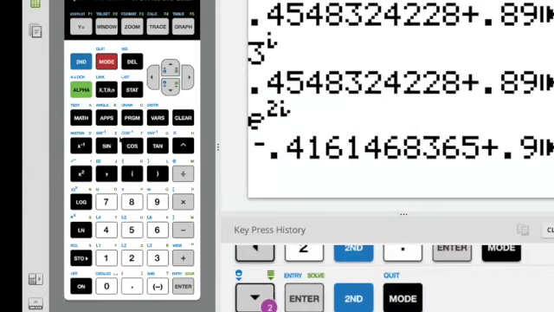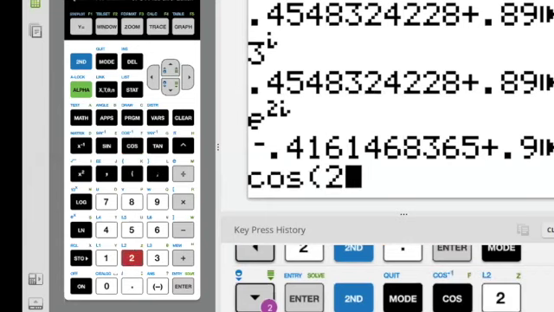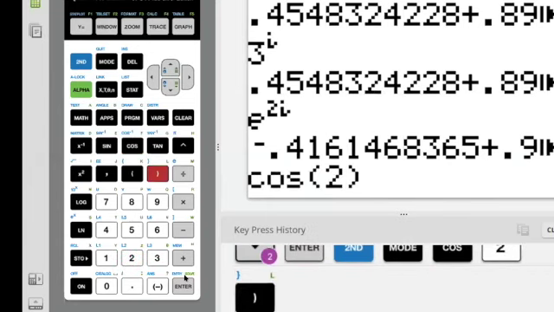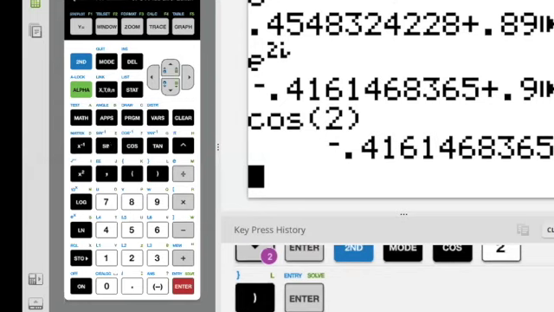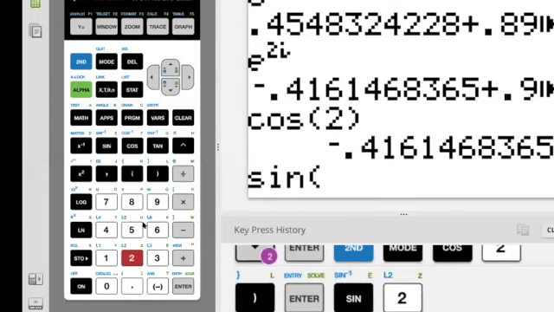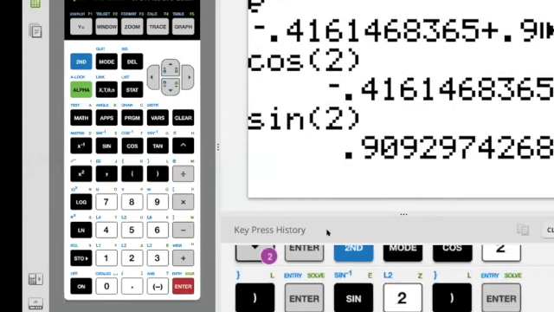And if I do cosine of 2, literally 2 radians, we get negative 0.41, and sine of 2, I get that other number. So there's actually some time later on in the semester where we'll use radians, but this is the big one where we will.